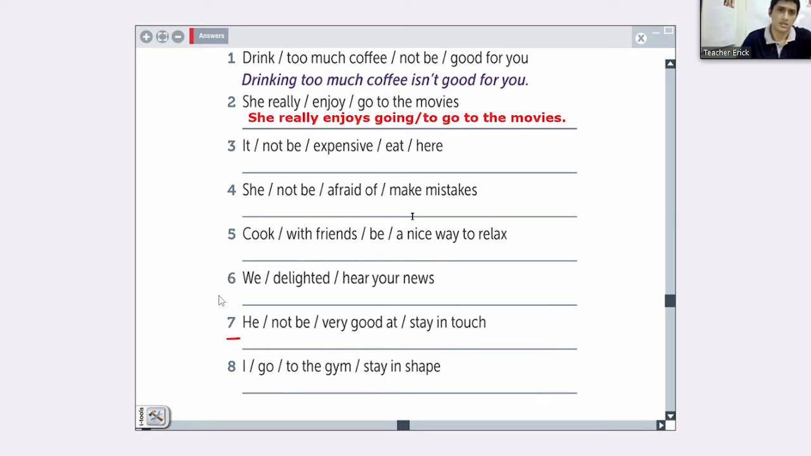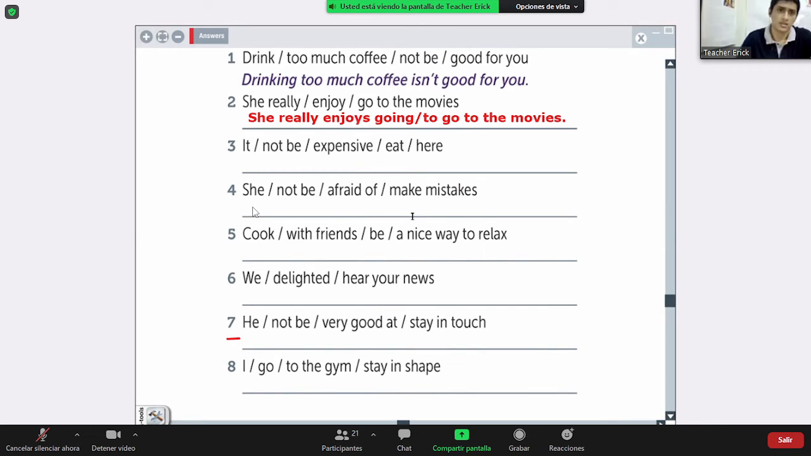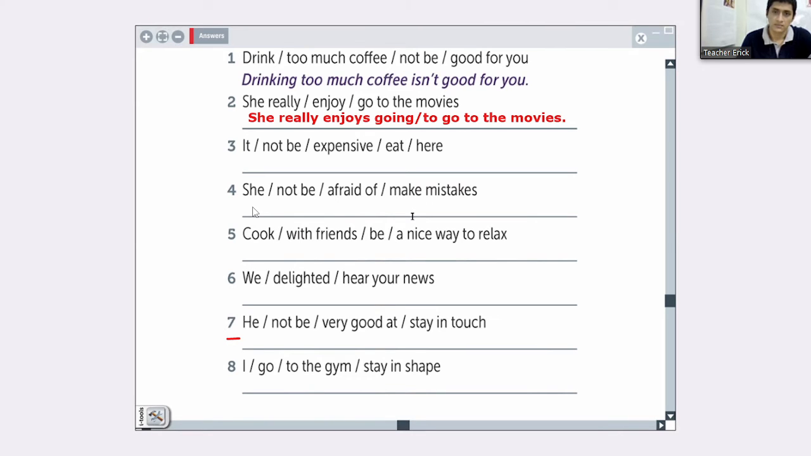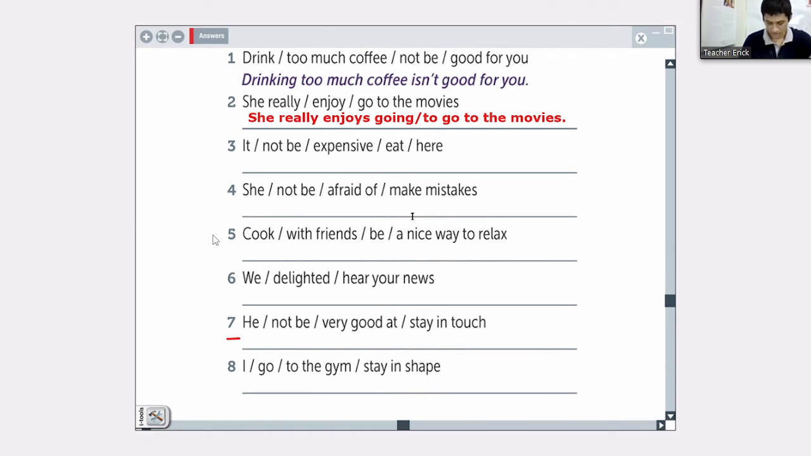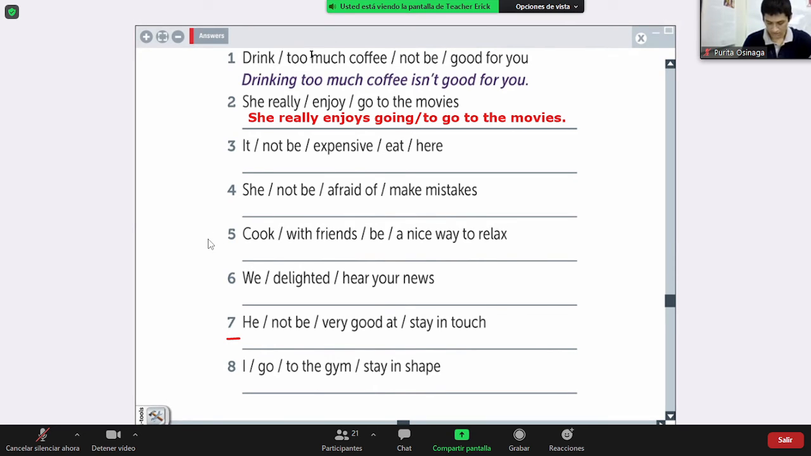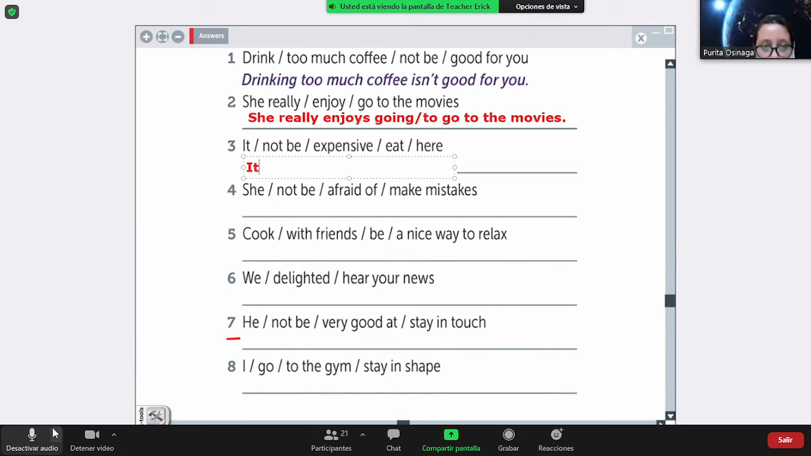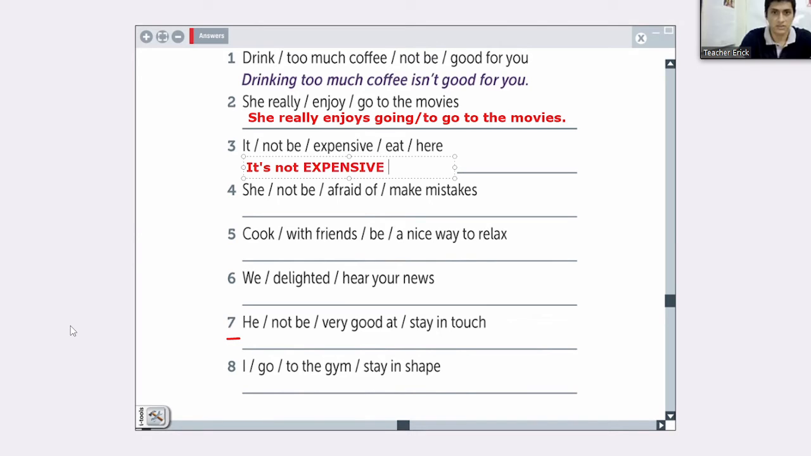And number 2, it's not be expensive to eat here. So expensive in this case is an adjective. ¿Qué dijimos que va después de los adjetivos? Infinitive, right? Entonces, ¿cómo sería? It's not be expensive to eat here. Okay, expensive, infinitive, to eat here, right?